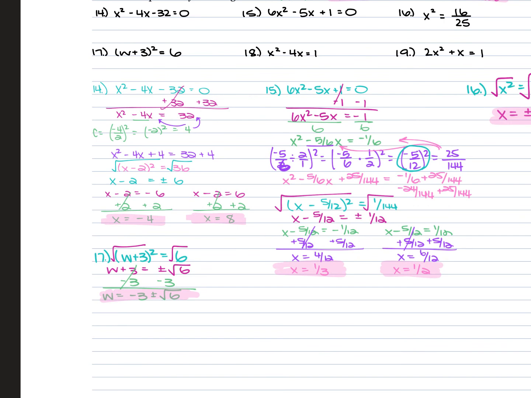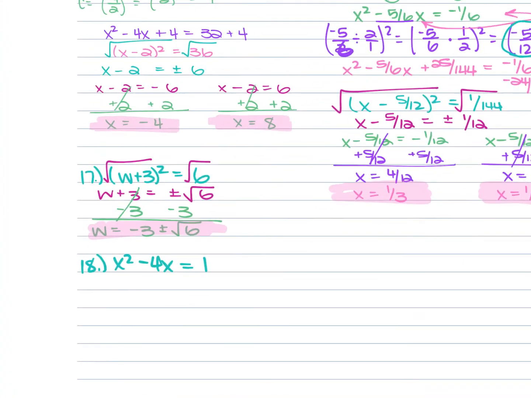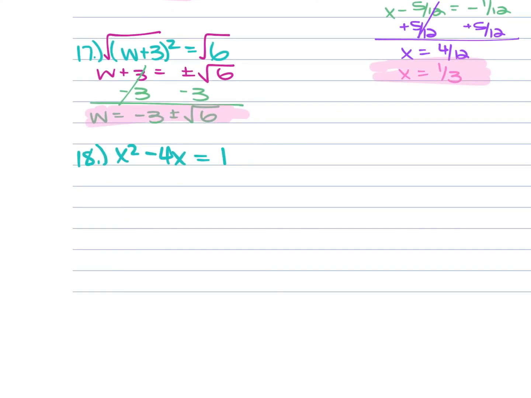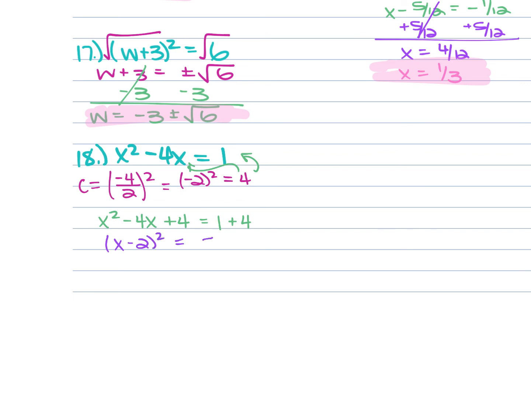For our next example, 18, we have x squared minus 4x is equal to 1. For this one, our constant is already on its own side, so the only thing we have to do is find our new c term in order to add it to both sides of the equation. Our b term right now is negative 4, so to find c, we're going to do negative 4 over 2 squared, which is negative 2 squared, and that is 4. So that 4 gets added to both sides of your equal sign to give you x squared minus 4x plus 4 is equal to 1 plus 4. We're going to factor the left side, add the right side. This gives you x minus 2 squared is equal to 5.